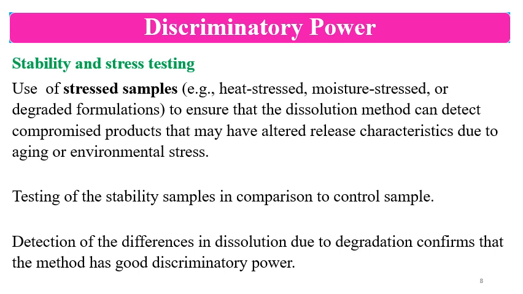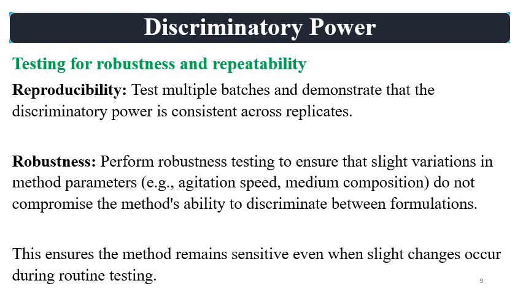Detection of the differences in dissolution due to degradation confirms that the method has good discriminatory power. Then testing for the robustness and repeatability. Reproducibility testing involves testing the multiple batches for demonstrating that the discriminatory power is consistent across the replicates. Testing for robustness is done by performing the robustness testing to ensure that slight variation in the dissolution method parameters like agitation speed, medium compositions do not compromise the method's ability to discriminate between the formulations.